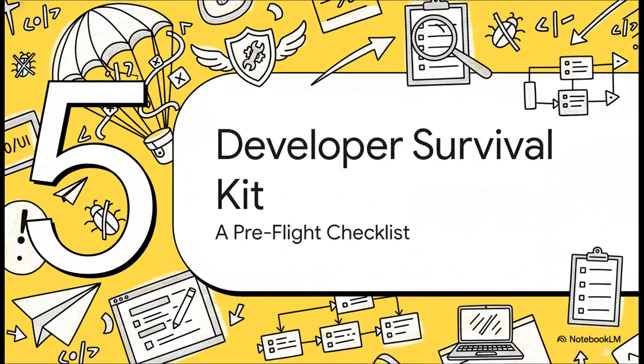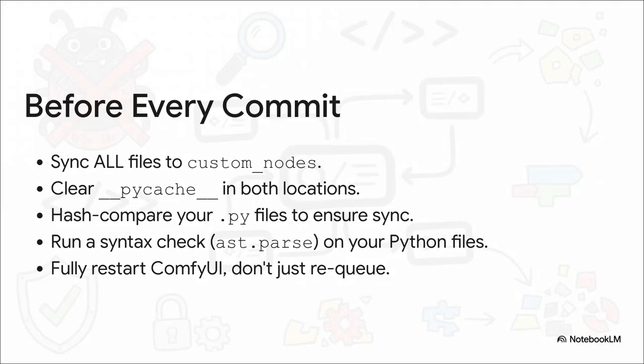Okay, we have faced down the two biggest silent killers. Now let's take all this hard-won knowledge and pack it into a practical survival kit, a set of simple checklists that you should run through before you even think about committing your code. Here is your general pre-flight checklist. Sync everything. Clear the caches. If you're paranoid, hash the files to prove the sync actually worked. Run a quick syntax check just to catch any dumb typos. And of course, do a full restart and a test run. This little list right here will save you from every single stale code bug.